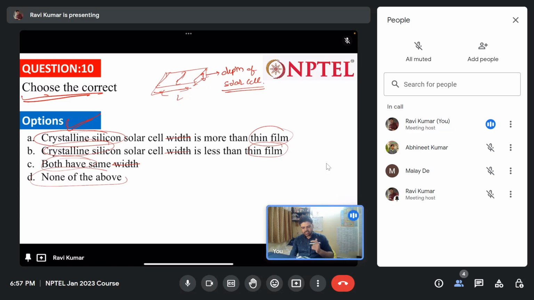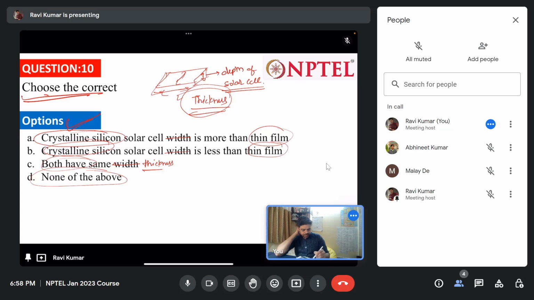It's like thickness. Is the thickness of crystalline more than thin film, or is the thickness of thin film more than crystalline, or do both have the same thickness? Okay, I'll tell you.